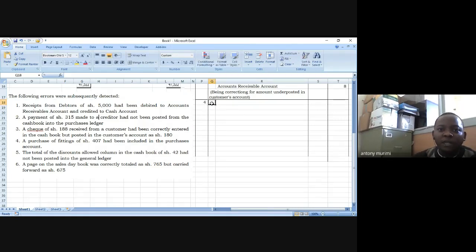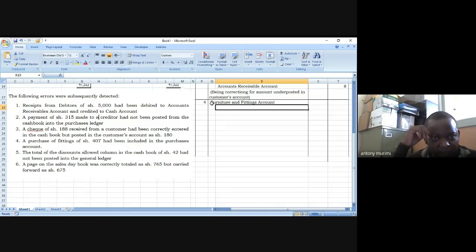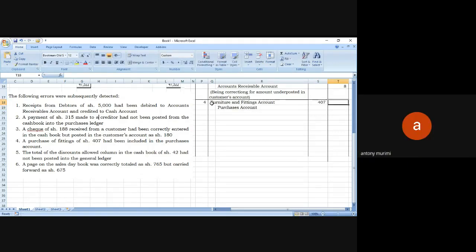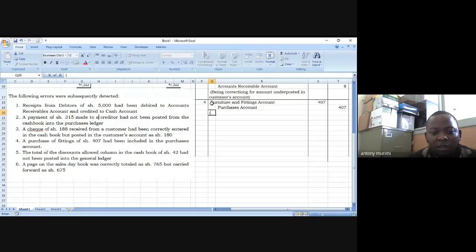So therefore, debit furniture and fittings account, and then credit purchases account. So debit furniture and fittings, the amount is 407, and credit purchases account by 407. Then the narration being correction of error. So this error does not affect the trial balance.